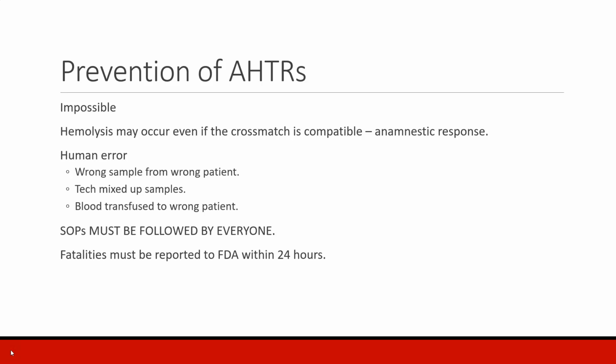Other errors that may cause AHTRs is human error. The wrong sample from the wrong patient. If you recall, I told you the story where a cross-match was ordered and I went and drew the patient, and the patient was AB pos. We didn't have AB pos. I had to order it. Another cross-match came in for the patient in the other bed, and my colleague went and drew them, and that patient too was AB pos, and I had to order the blood and let the floor know.